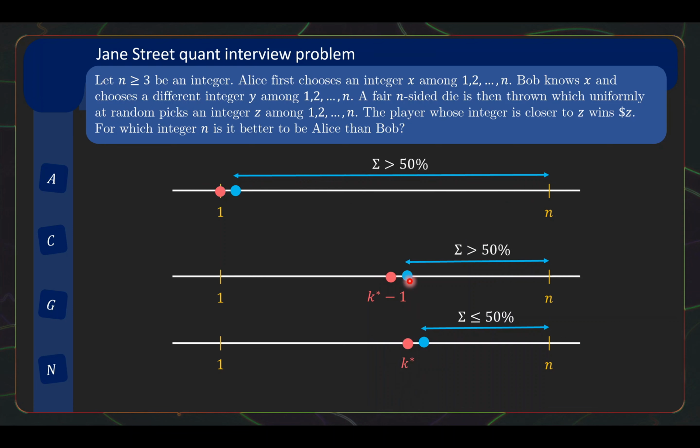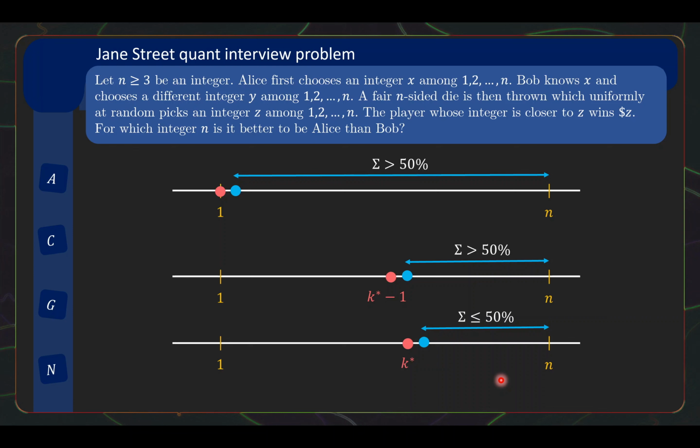Because this decreases from more than 50% all the way to 0%, there must be some special value k star where, just before k star, to the right of Alice the territory is still more than 50%. But once you move to k star, then to the right of it, it is less than or equal to 50%. This value of k star will be very important because it turns out that it will be good for Alice to choose this number.